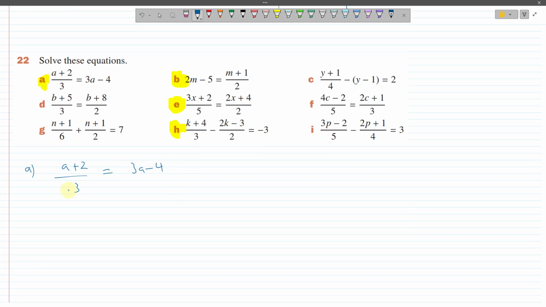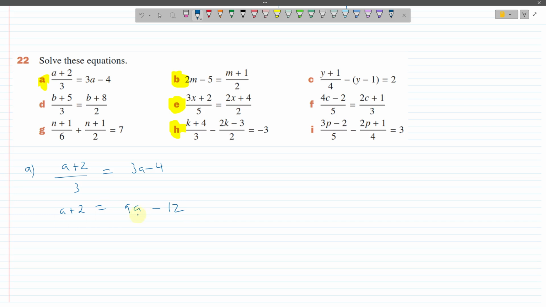I see a fraction, so multiply every term on both sides by 3. So you have a plus 2 is equal to 3a times 3, 9a, minus 3 times negative 4 is negative 12. Okay, and variables on both sides. I don't want them on both sides. I want one side only.